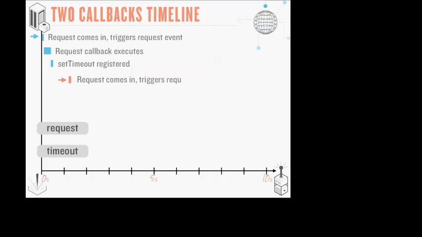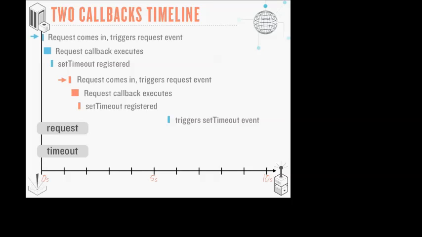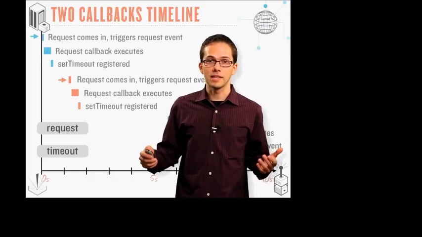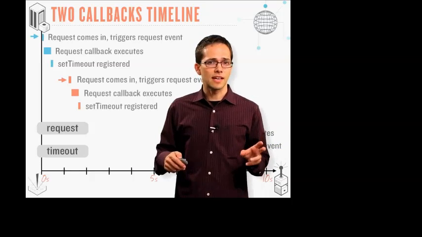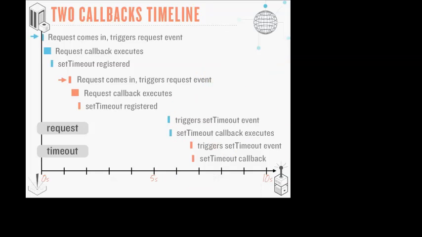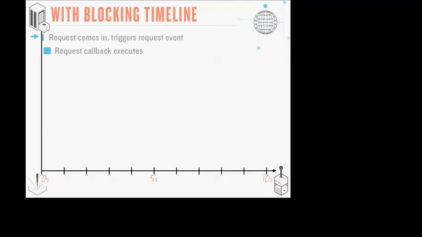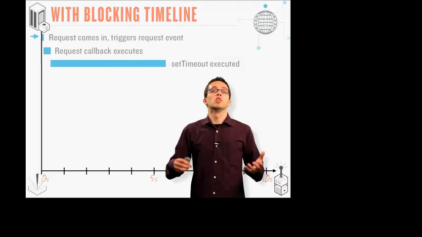So our first request comes in, triggers that request event, the request callback executes, that set timeout code registers, and it's going to wait 5 seconds. Meanwhile, another request comes in, triggers that request event again, the callback executes, the set timeout registers, and now this has to wait 5 seconds. Then when our first timeout is done, it's going to trigger that set timeout event, which will trigger the set timeout callback, and it returns that response. Then our second request is going to trigger the event, and do the callback, and so on and so forth. So as you can see, two requests can happen at the same time, and nothing is blocking.